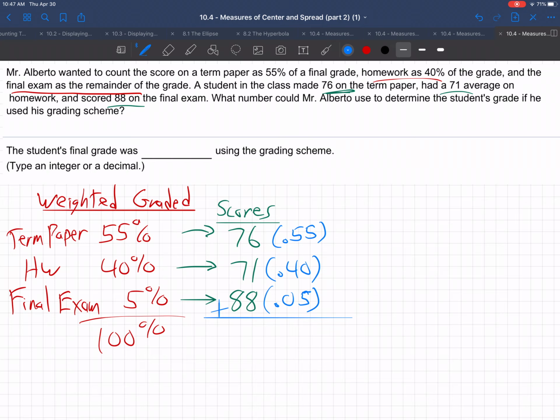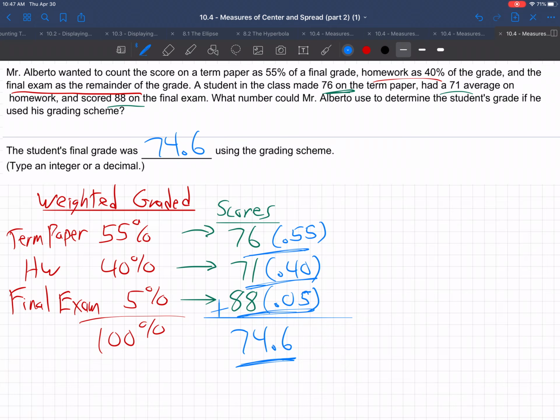I'm doing my calculator. And I'm getting 74.6. 74.6, that is the grade for this student overall. So that's how you handle weighted grading. You just multiply the percentage by the score in each category and add them up. And that gives you an overall weighted grade.